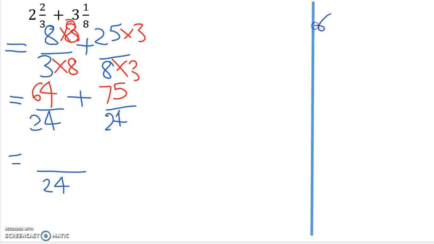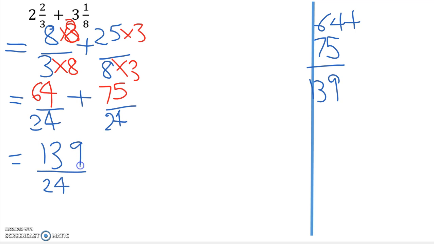Now I can add my numerators as I have a common denominator of 24. So we're going to add over here 64 plus 75. That gives me 4 5s are 9, 6 7s are 13. So I've got 139 on 24.